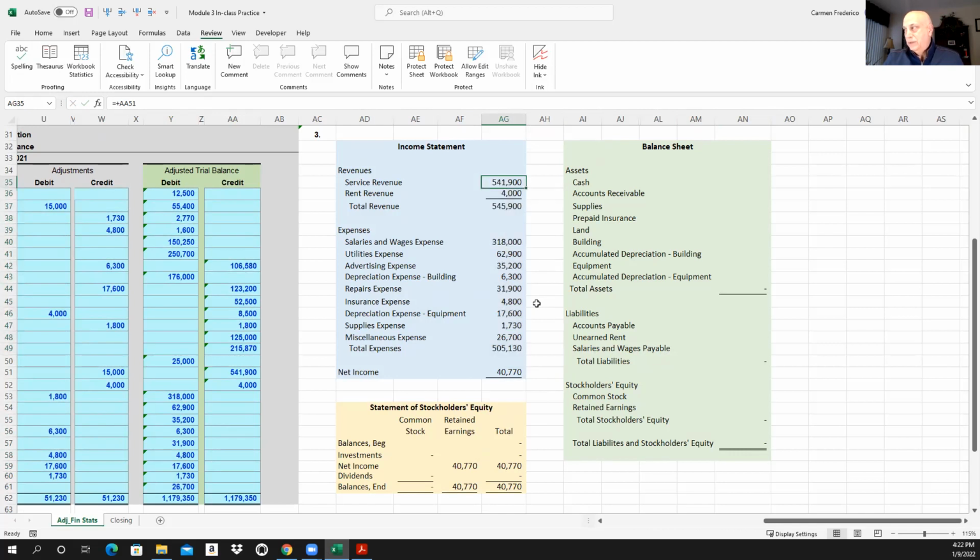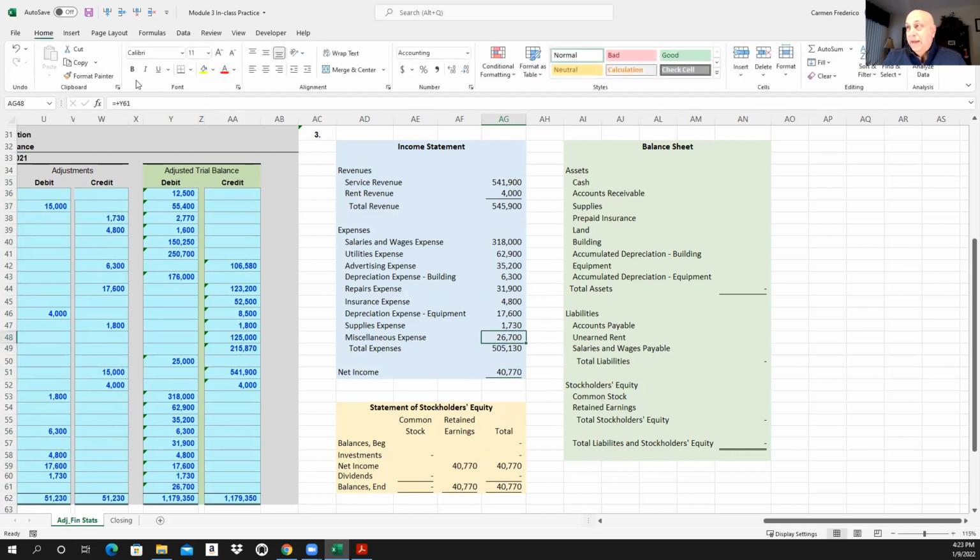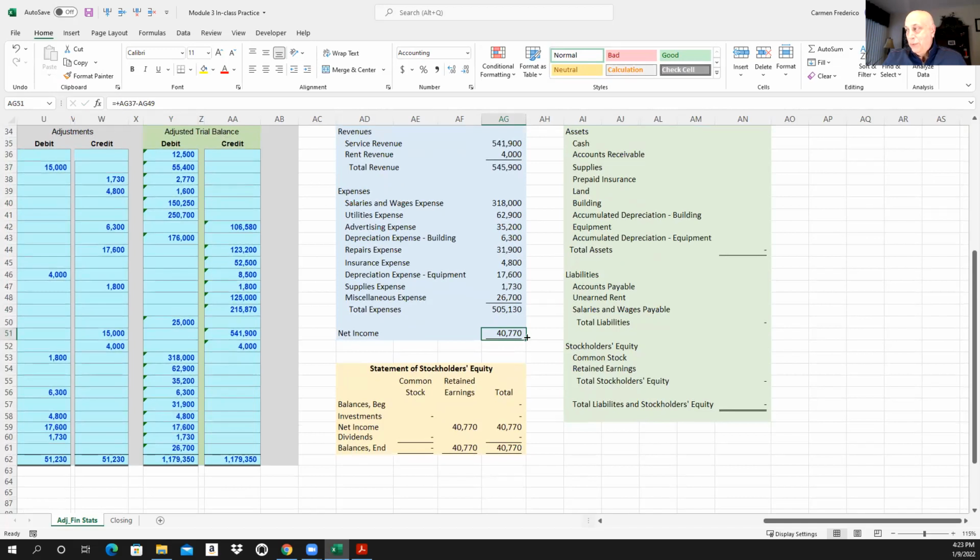There's no errors in there, but Excel thinks there are, but there aren't any. So the company had revenue of $545,900, expenses of $505,130, their net income of $40,770. That's how much money they made: revenue minus expenses. Well, that is important to do because that becomes an input into our statement of stockholders' equity.